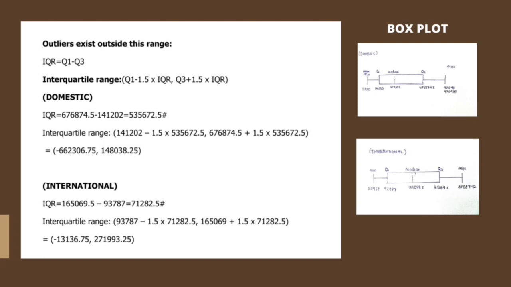And for international IQR, we get 71,282.5, and the lower limit is negative 13,136.75 and the highest is 271,993.25. After that, we can create the box plot. We can see at the side the domestic and international box plots. So that's all from me.